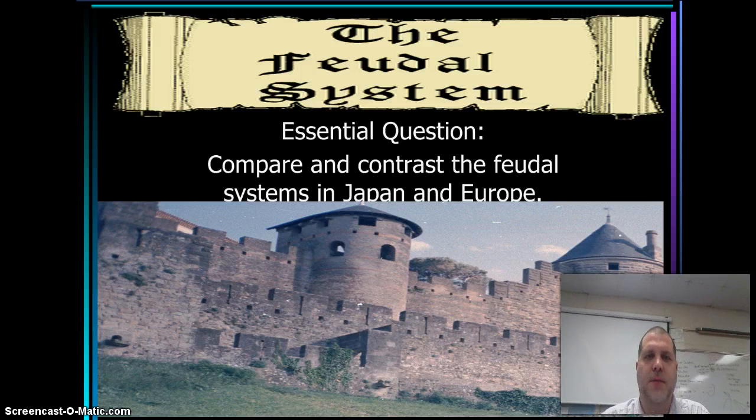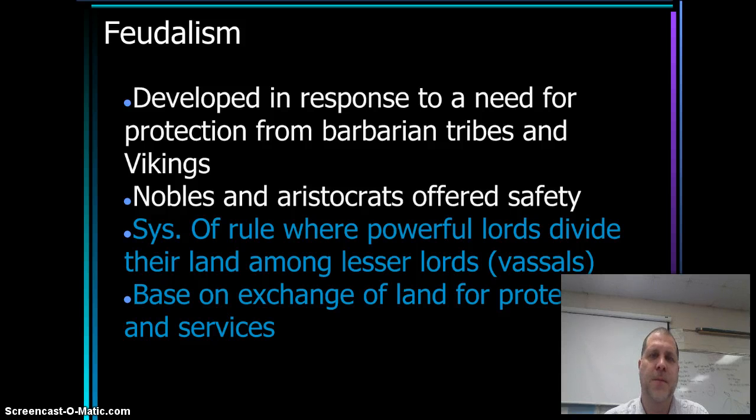So the essential question for this time period is going to be: compare and contrast the feudal systems in Japan and Europe. What you're going to see in AP and in honors world history, and the more you do, is you're going to use more of these critical thinking components where you see a comparison of the two.